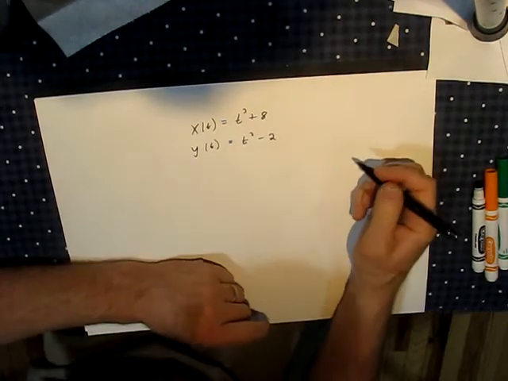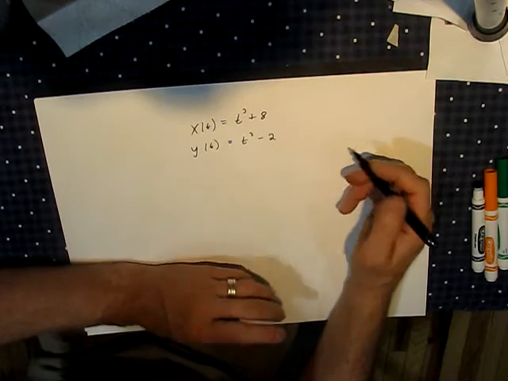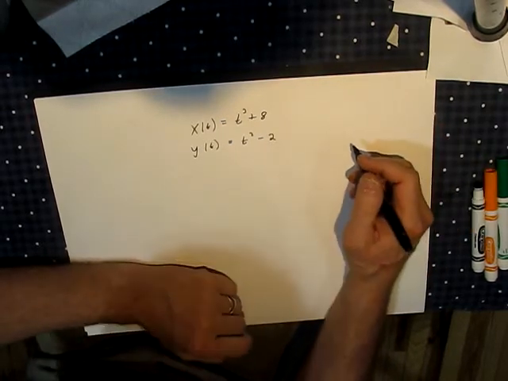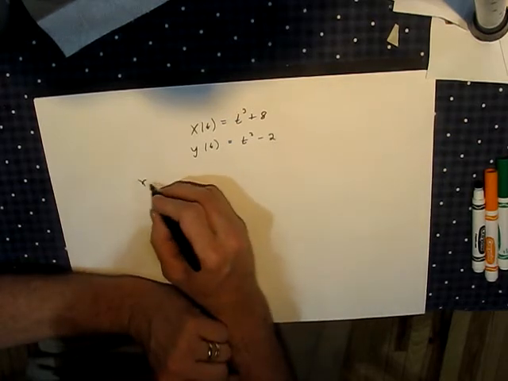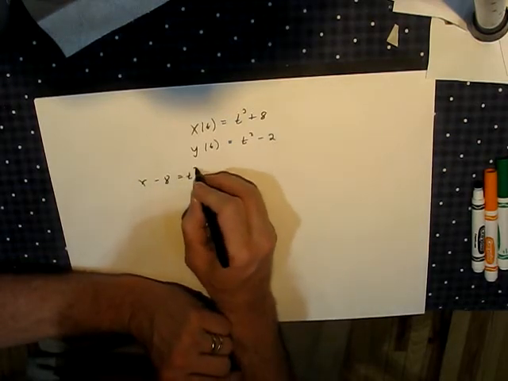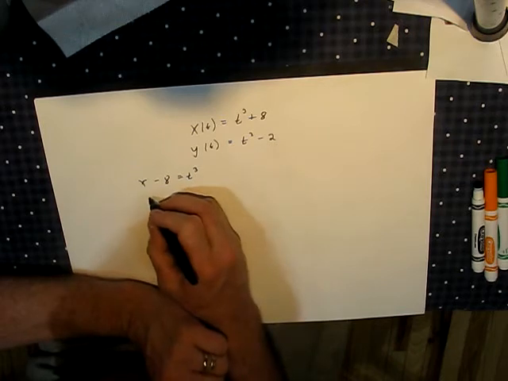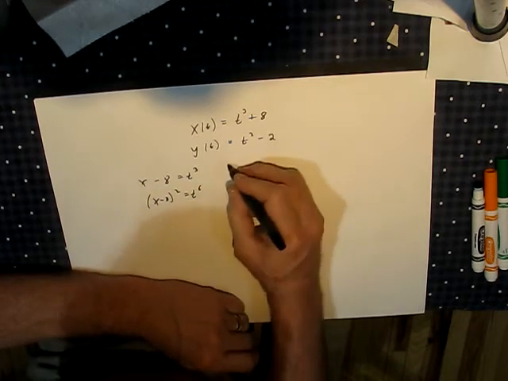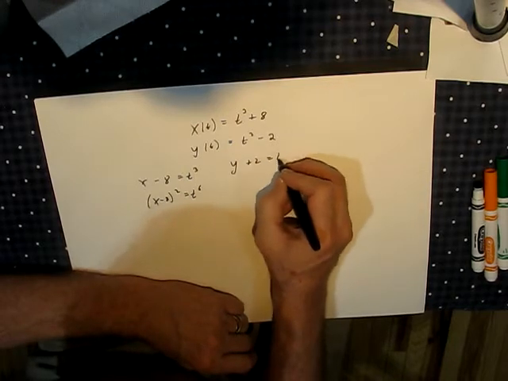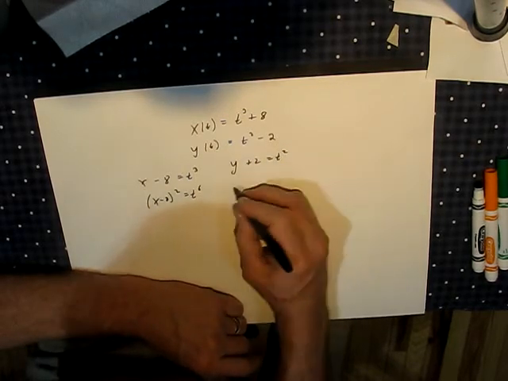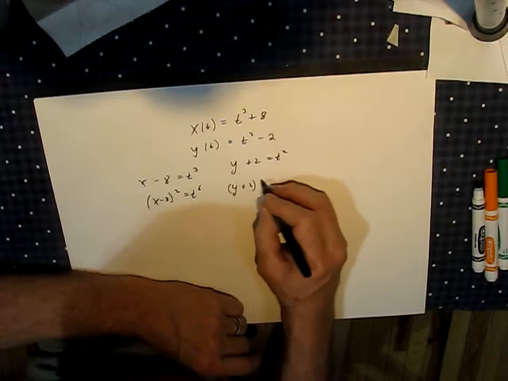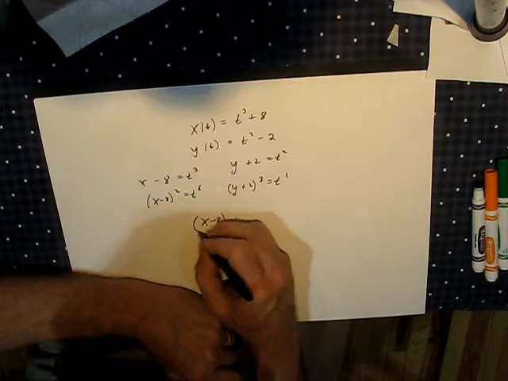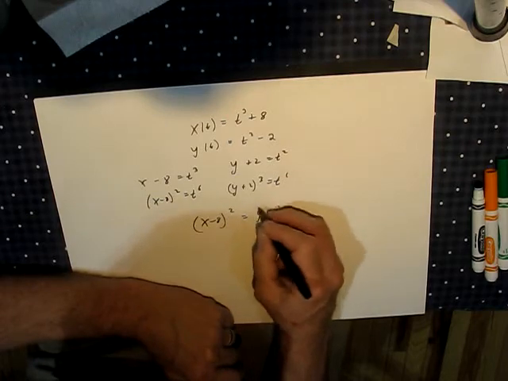Suppose we're looking at this parametric equation and I want to know how they're related just in x and y, and don't have the parameter in there. Well, I'm going to make x minus 8 that's t cubed. I'm going to square that and say x minus 8 squared is t to the 6th. Then I'm going to take y plus 2 is equal to t squared. I'm going to cube that, and y plus 2 cubed is t to the 6th. And now I've discovered that x minus 8 squared is y plus 2 cubed.